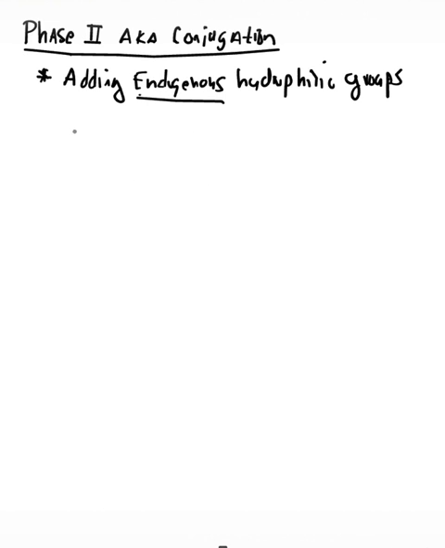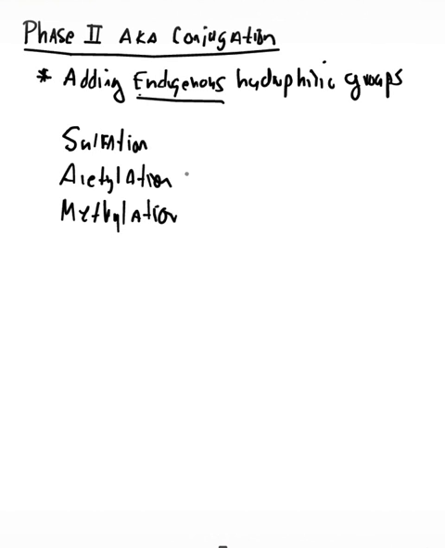And the specific reactions that occur in phase 2 involve sulfation, of course. I think I'd said acetylation, adding acetyl groups. Methylation. Glutathione conjugation.